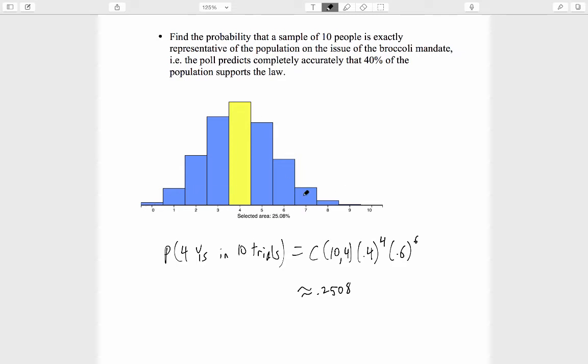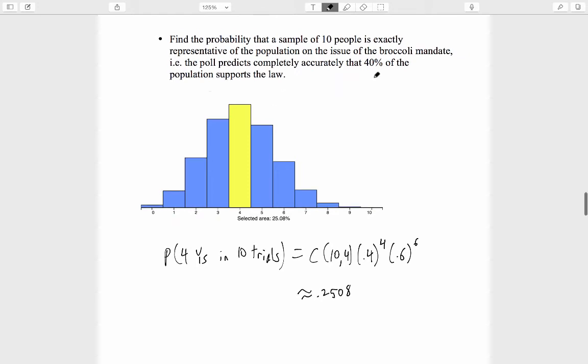The combined area, the total area inside all the rectangles in this histogram, equals a certain amount. And the highlighted rectangle that corresponds to exactly 4 out of 10 people saying yes, that rectangle has a certain area. It occupies a certain percentage of the total area of the histogram. That percentage is 25.08%. So that's how likely it is, if we ask 10 people, that the result will be 4 yeses, and if we do get that result, that's good news. That means that we will draw the correct conclusion that 40% of the population supports the law.